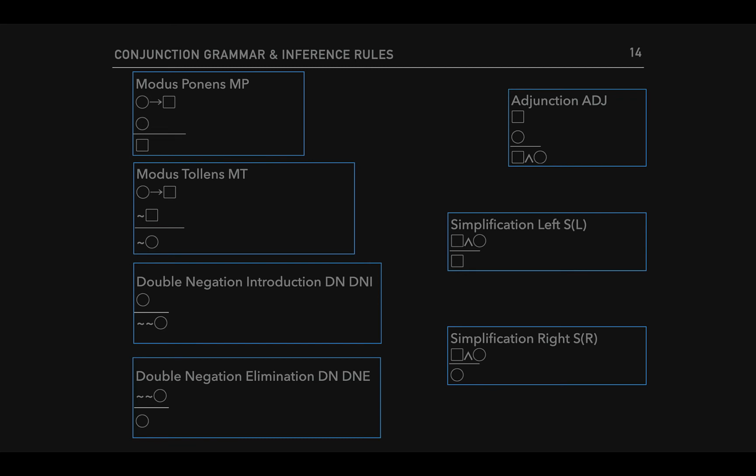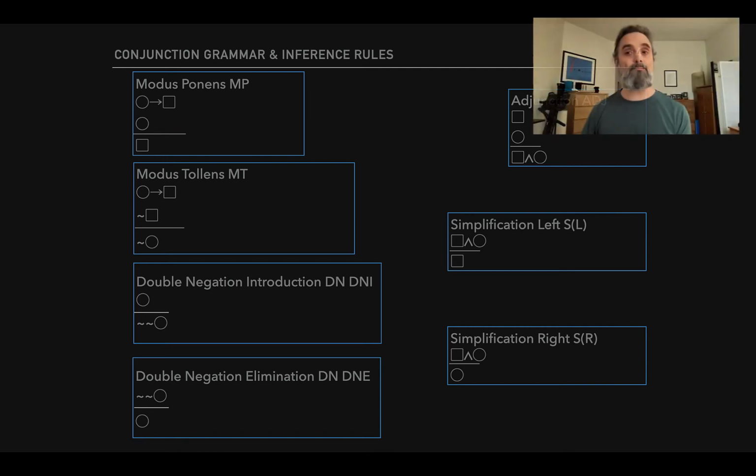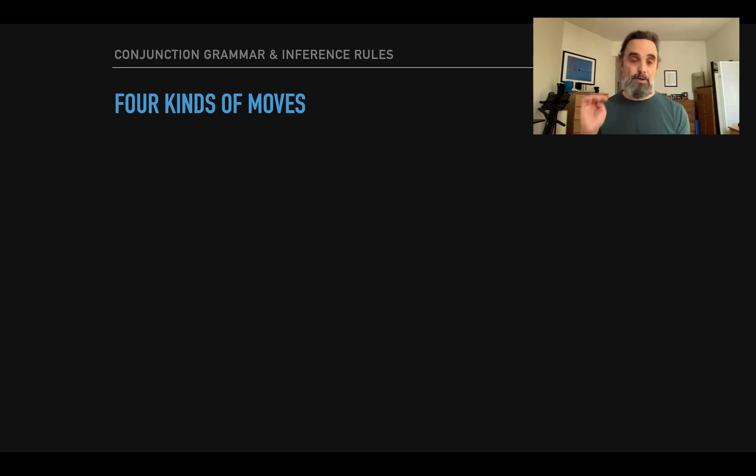So here's all of our rules. We've got MP and MT, which are about conditionals. We've got double negation, introduction and elimination, which are about negations. Modus tollens is also about negations. And then we've got our new rules about how the conjunction works. Adjunction, here's how you build a conjunction. And simplification, left and right, here's how you take a conjunction apart. So pretty straightforward.